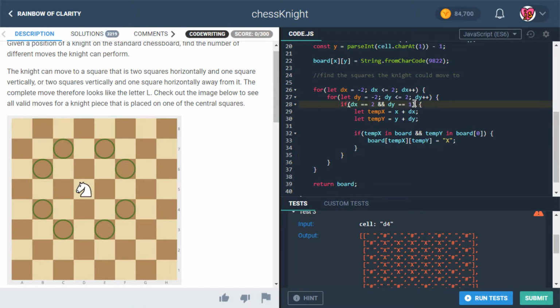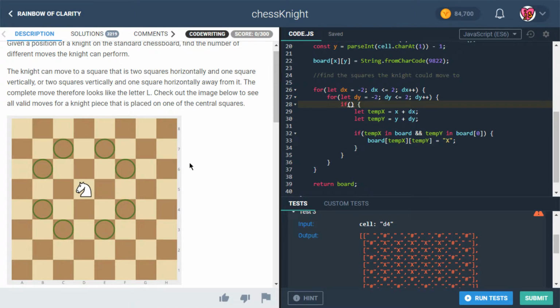We could try to list all the possibilities, like if dx is 2 and dy is 1, or if dx is 1 and dy is 2. And we could make this really, really long. It could go on and on, going through all the possibilities. Basically, it's 8 unique situations that we would need to cover, and each of those situations has a dx and a dy component, so it'd be like if dx is this and dy is this, or if dx is this and dy is this, or we'd have like 16 booleans all strung together there. That would be a real pain.